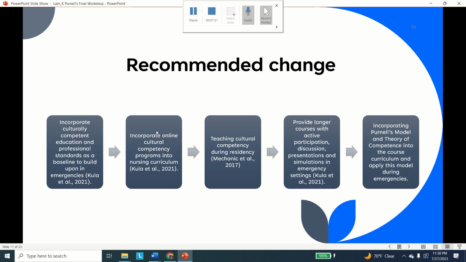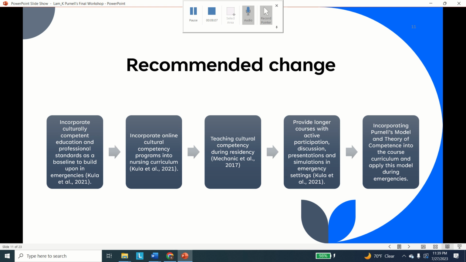Recommendations for change. You can incorporate cultural competency and professional standards as a baseline to build upon during emergency situations. Incorporate an online cultural competency program into the nursing curriculum. Teach cultural competency during nursing residencies, and provide longer courses with active participation, discussion, presentations, and simulations of emergency situations where you will need to assess for the individual's values, beliefs, and preferences.